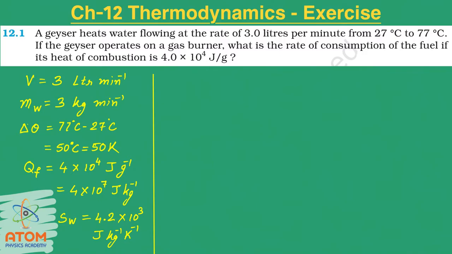Now the heat produced by the fuel, let us say QF, is given as 4 into 10 raised to 4 joule per gram. So that will be 4 into 10 raised to 7 joule per kilogram. And the specific heat of water will be required, and that we already know: 4.2 into 10 raised to 3 joule per kilogram per Kelvin.